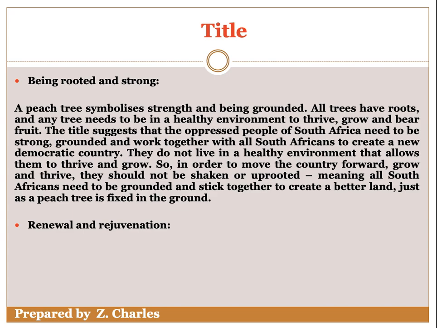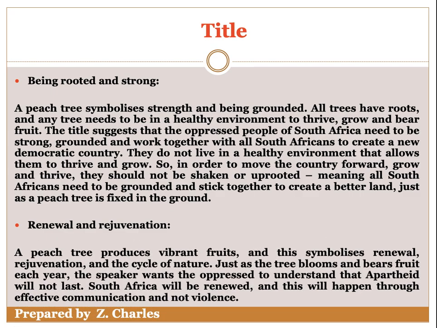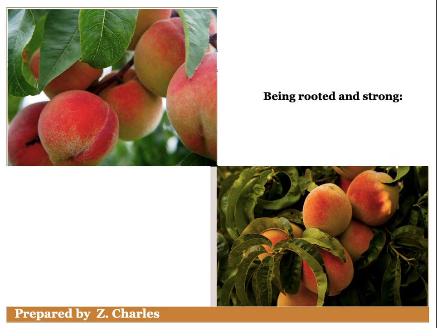It's because a peach tree refers to renewal and rejuvenation. A peach tree produces vibrant fruits, and this symbolizes renewal, rejuvenation, and the cycle of nature. Just as the tree blooms and bears fruit each year, the speaker wants the oppressed to understand that apartheid will not last, that Africa will be renewed, and this will happen through effective communication and not violence. Hence why it says, talk to the peach tree in the title. So there's a nice picture for you guys: the peach tree being rooted and strong, and renewal and rejuvenation.